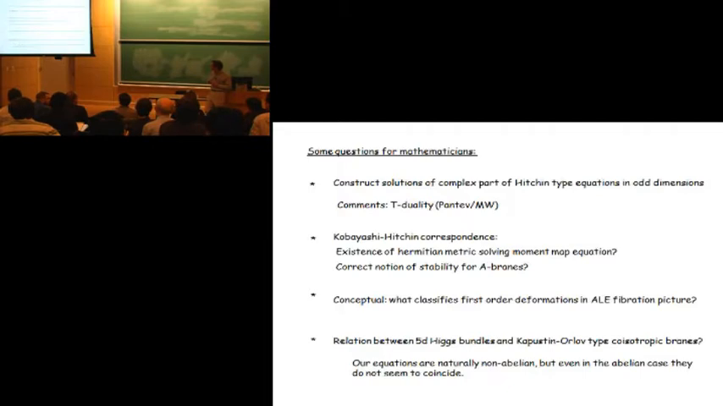Particularly at a recent paper with Ron, where we run into some issues with intersecting Lagrangians, and then I realized that even in type 2A string theory, it's not really understood what the correct stability condition is for A-branes. Okay, there's an interesting conceptual question.